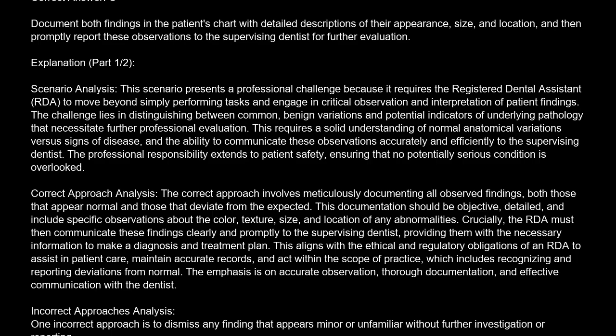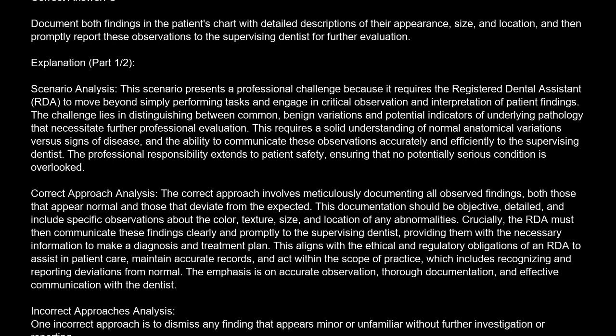The professional responsibility extends to patient safety, ensuring that no potentially serious condition is overlooked. Correct approach analysis. The correct approach involves meticulously documenting all observed findings, both those that appear normal and those that deviate from the expected. This documentation should be objective, detailed, and include specific observations about the color, texture, size, and location of any abnormalities.